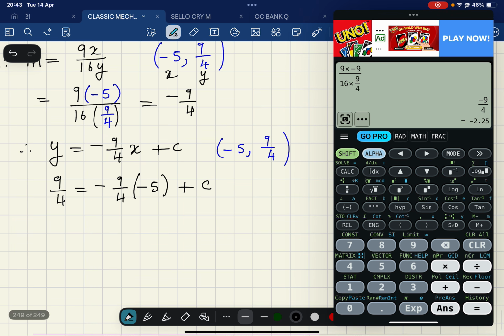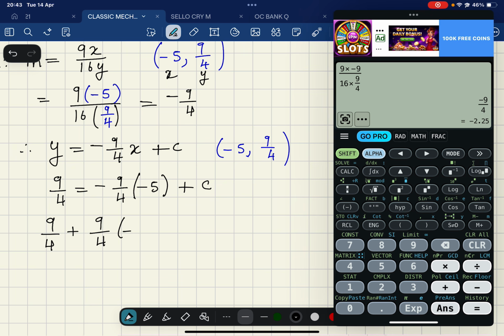From there, I take those ones on the right hand side to the left hand side. I get 9 over 4 plus 9 over 4 multiplied by negative 5. Then I have what?